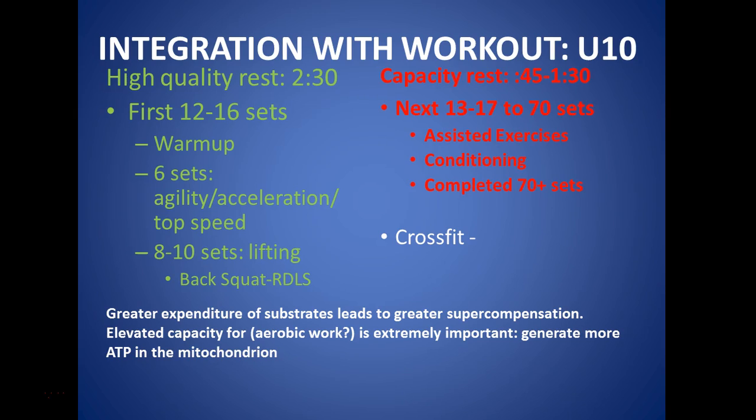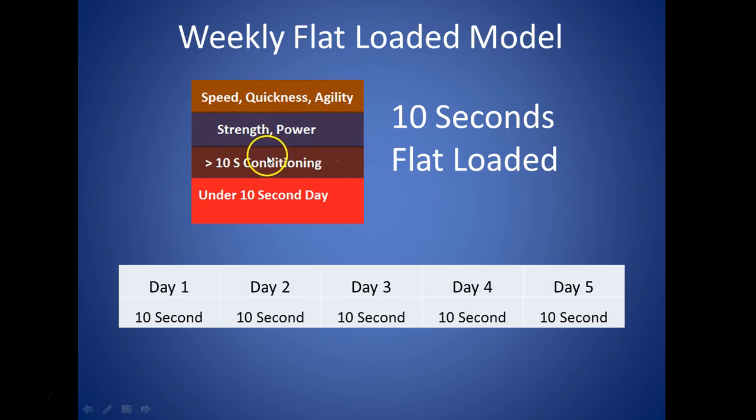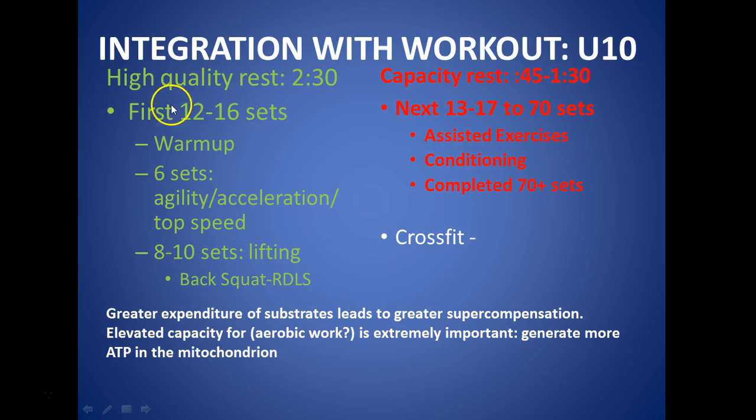Now again, remember, so let me show you how to integrate this. What I just showed you above here with any of these days, speed, quickness, 10-second conditioning, those are your 3 main components. The highest quality rest, the first 12 to 16 sets of high quality. So I can go as many as 6 sets of agility. My athletes could do more. I actually save it. We'll do agility drills, we can do acceleration drills, or we can do top end speed training. Then the next, we go into the gym, we hit 10 sets.